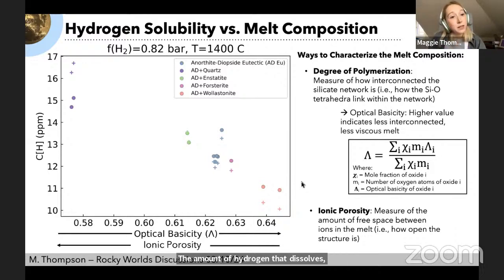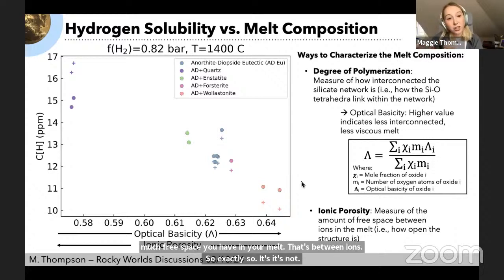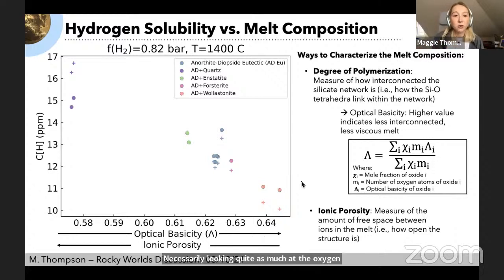But one possibility to explain this is if we look instead at something called ionic porosity. And so this is similar, but not exactly the same thing. This is a measure of how much free space you have in your melt that's between ions. So it's not necessarily looking quite as much at the oxygen tetrahedra structure, but more how many vacancies you have in your melt. And that behaves opposite to optical basicity.